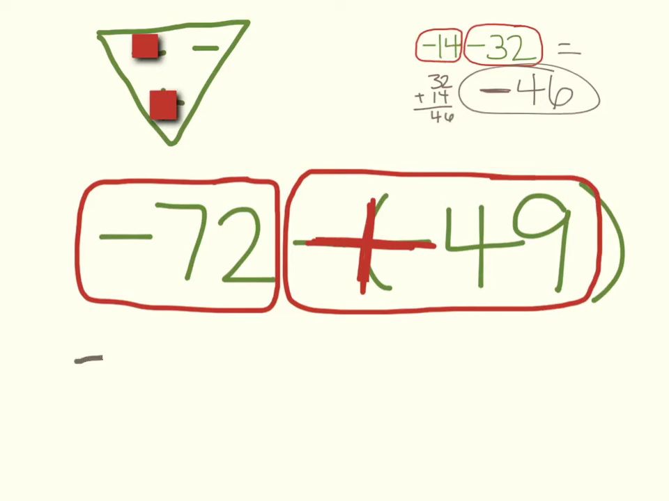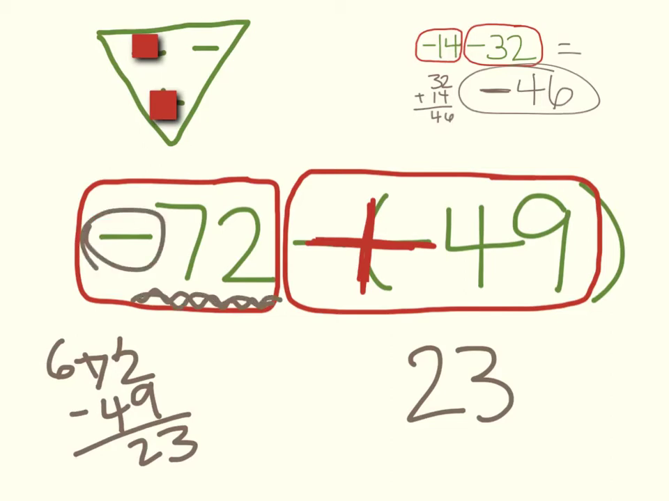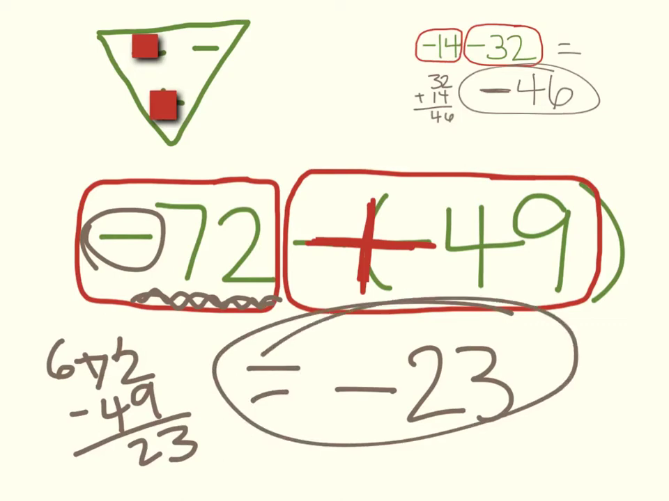So I'm going to take 72 minus 49, borrow. So my answer is going to be 23. Now I have to go back and figure out whether I need a negative sign or not. So I'm going to find the bigger number. 72 has a bigger absolute value than 49, so I'm going to go with that sign, which happens to be a minus sign, a negative sign. So my answer then is going to be -23.